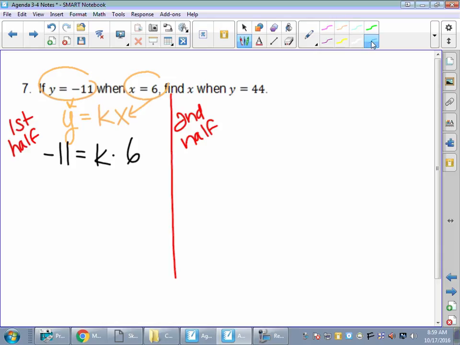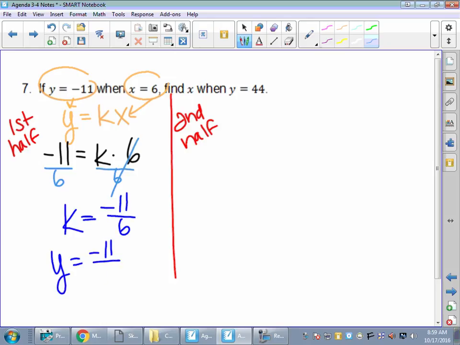Let's divide by 6 on both sides. Does that divide nice and neat? It doesn't come out good at all, right? So I'm just going to say that k equals negative 11 sixths. So my equation is y equals negative 11 sixths x. So there's the first half of my answer.